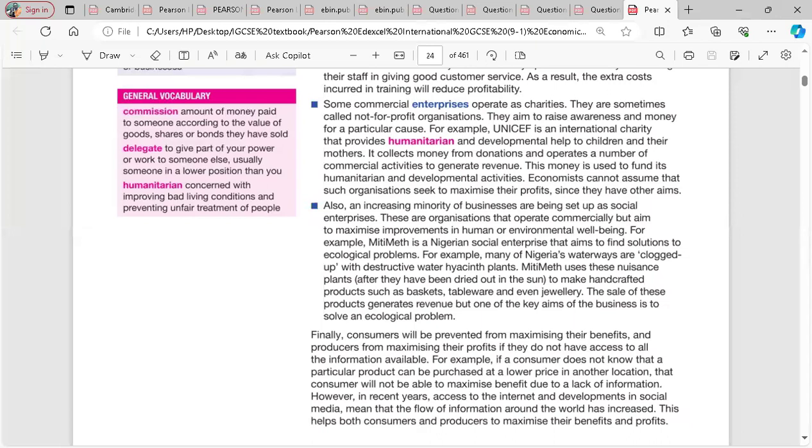The third one: some commercial enterprises operate as charities. If you're operating as a charity, you are not for profit making. Yes or no? So profit maximization should be out of it. Clear? Yes, it should not even be in the plan.